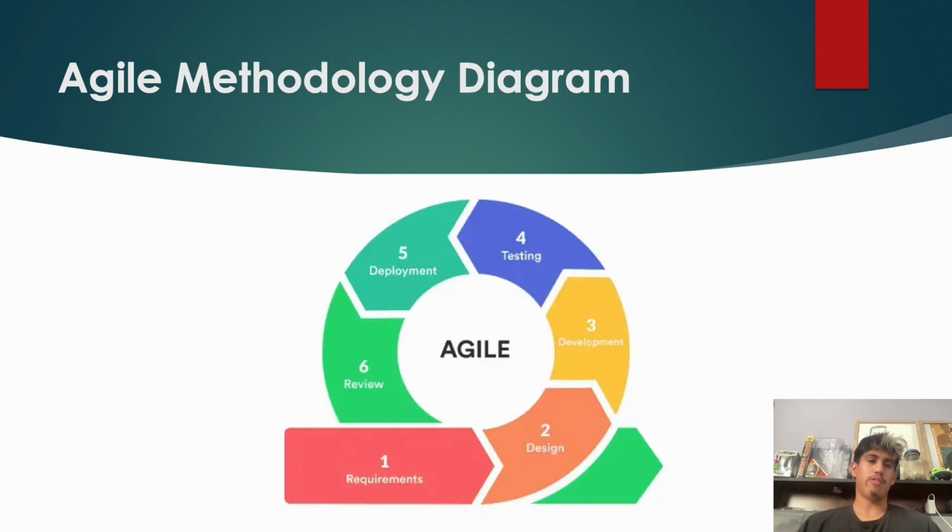So here's a diagram for Agile methodology. Step 1 is requirements. Step 2 is the design. Step 3 is development. Step 4 is testing. Step 5, deployment. And final step, step 6, is review.